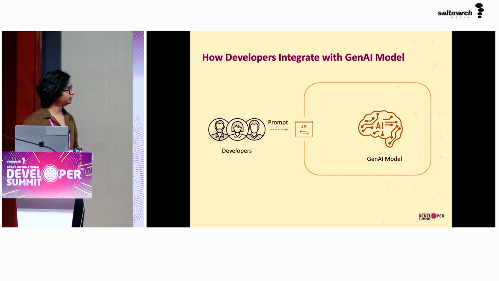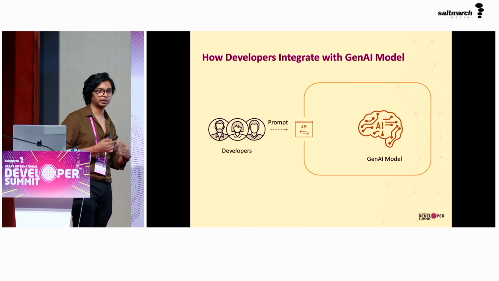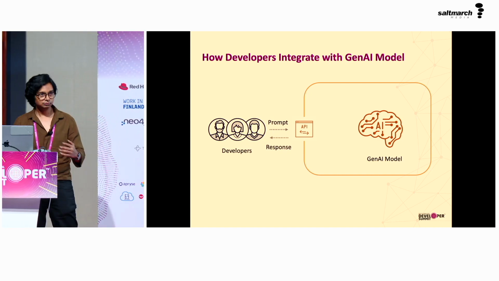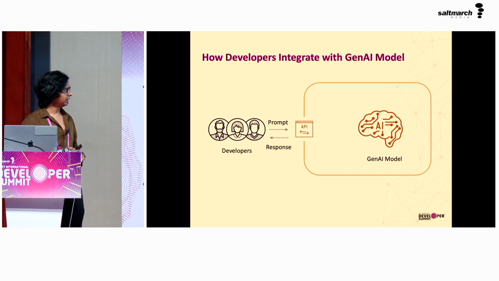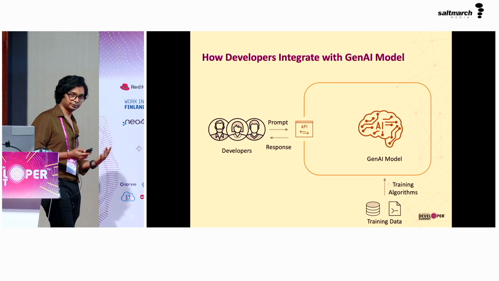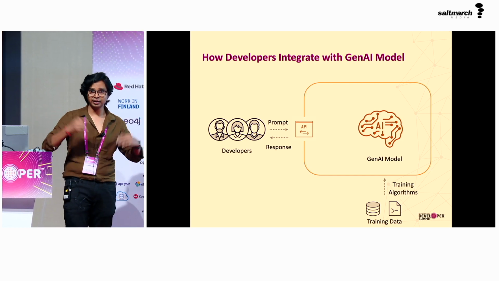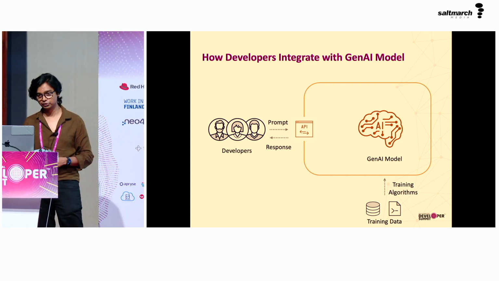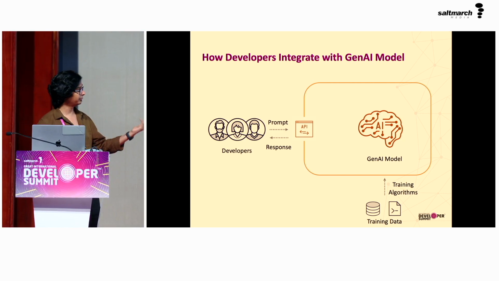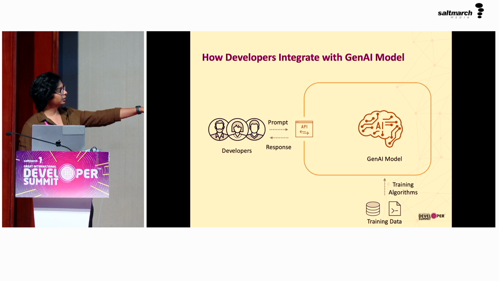So developers will interact with this API, give the prompt, and then get the response back. That's how a typical interaction is going to happen. And the model itself could come from training data. Imagine the entire GitHub repos that are being used to train these models. So that's one option, which is similar to your ChatGPT.